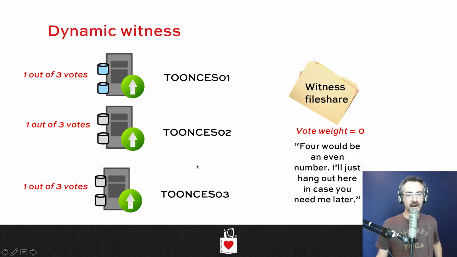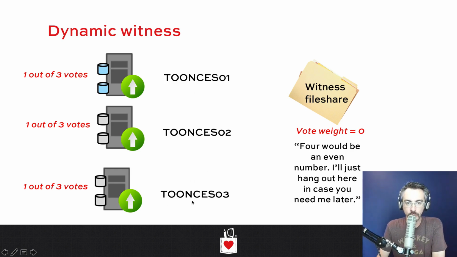Here, let's say that I have 3 nodes in my cluster. I have TuneSys 01, TuneSys 02, and TuneSys 03. If each node has a vote, that's 3 votes total. If I designate an additional file share as a witness, say \\domaincontroller\fileshare, Windows says, well, I have the file share over there, but I don't need its vote right now. So Windows automatically takes away the vote for that file share.